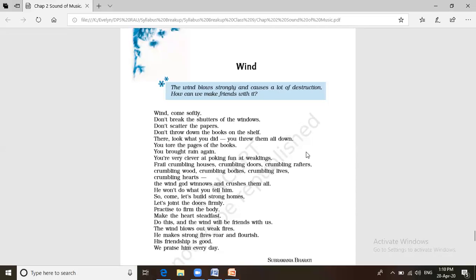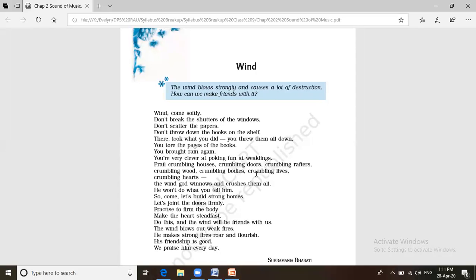Yes, Geet. Read the four lines first, beta. Look what you did. You threw them all down. You tore the pages of the book. You brought rain again. You are very clever at poking fun at weaklings. Good. Now begin the explanation.